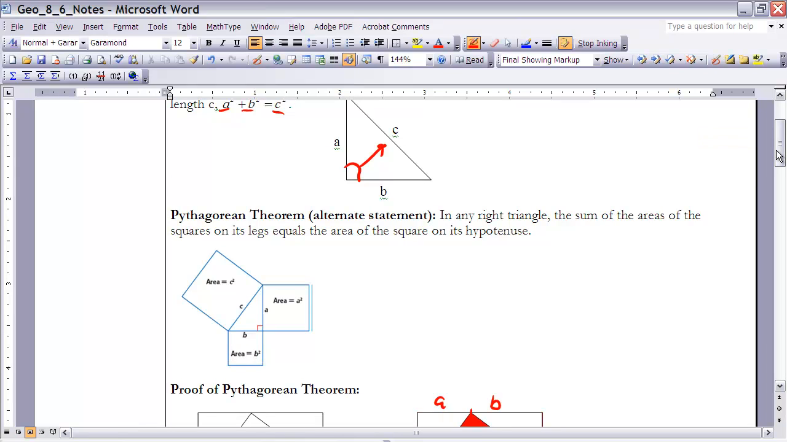And if we look at it from those areas, it says in a right triangle the sum of the areas of the squares on its legs equals the area of the square on the hypotenuse. So this square, a squared, and this square, b squared, if I take all of this area and all of this area, it will fill all of this area, the square off of leg C.